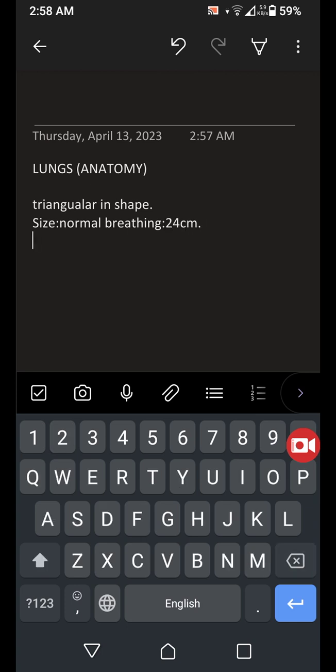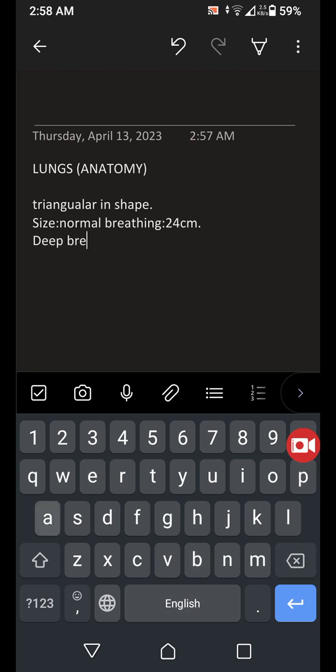in shape, and if we talk about the size, when we breathe normally, the size of the lungs is 24 centimeter. But when we take a deep breath, or the capacity of the lungs and the pleural membrane is full, the size becomes 28 centimeter.